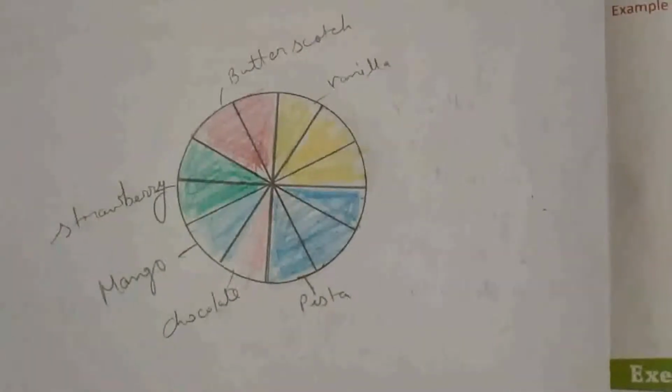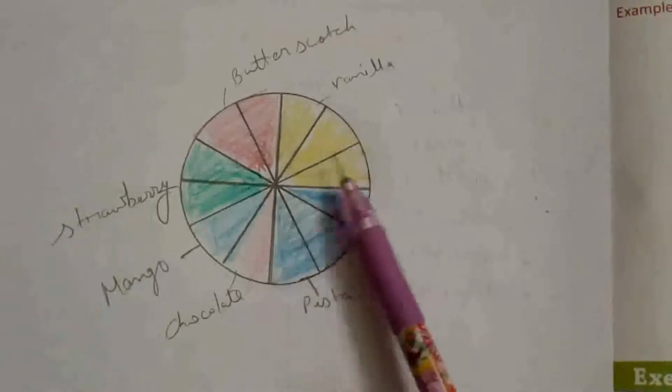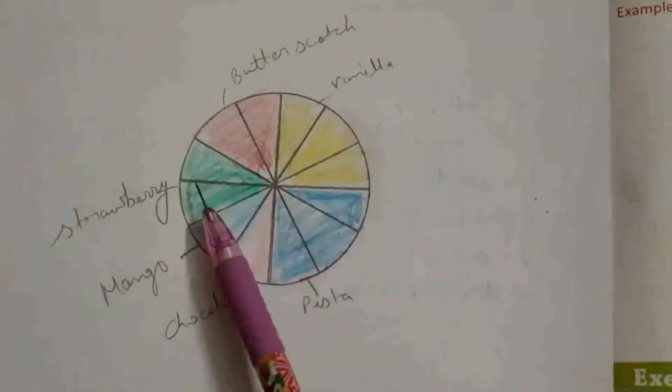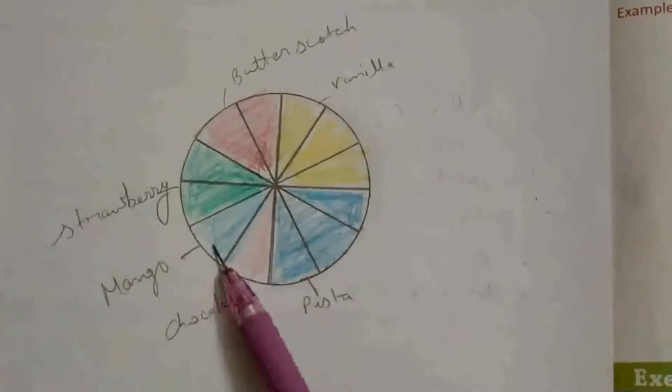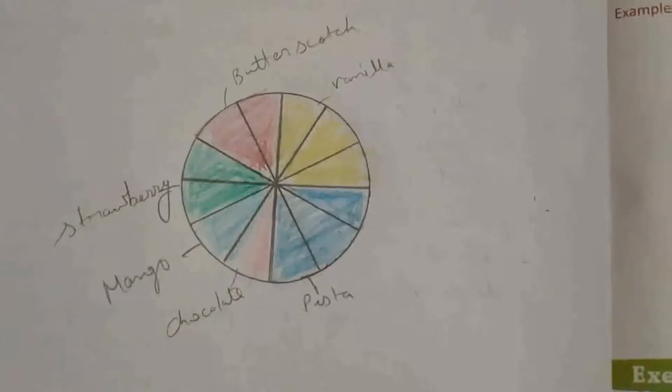So this is our pie chart. It means 3 portions are for vanilla, 2 portions are for butterscotch, 2 portions are for strawberry, 1 for mango, 1 for chocolate and 1 for pista. Understood?